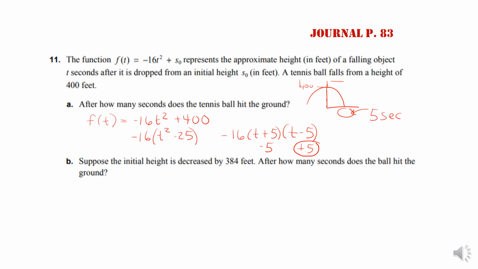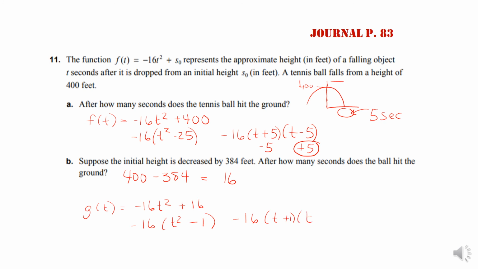So then it says, well, suppose the initial height is decreased by 384. So they're telling you to take 400, subtract 384, and you get 16. So now my equation, let's call it the g of t, equals negative 16 t squared plus 16, because that's my new starting height. I'm going to factor out negative 16. I get t squared minus 1. Remember that this is still a difference of two squares, so it's negative 16 times t plus 1, and t minus 1.